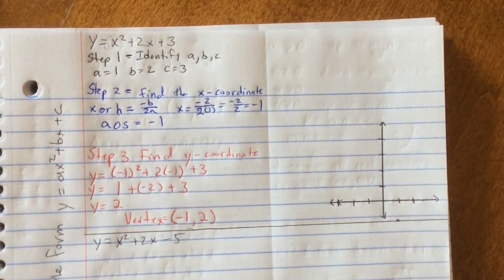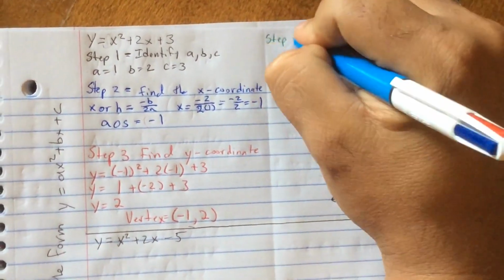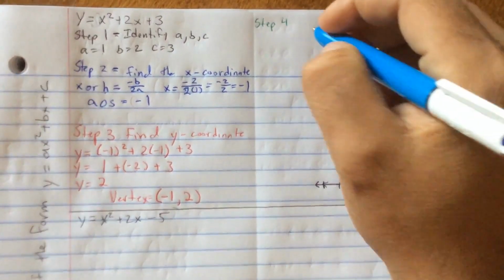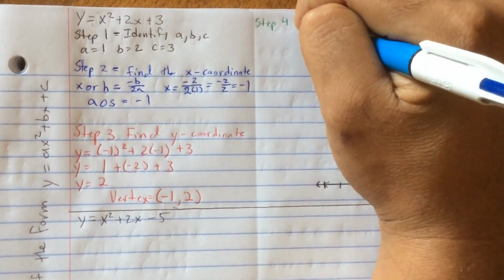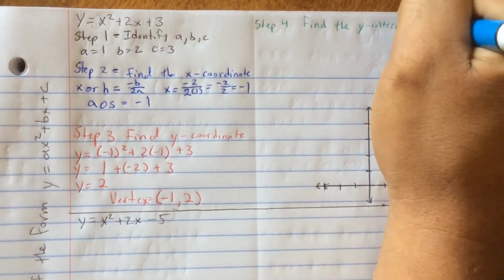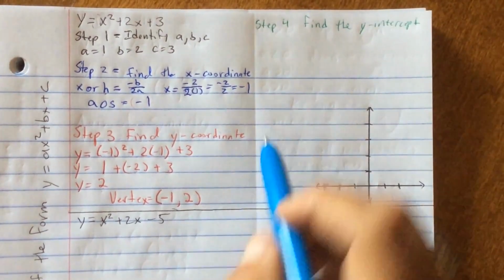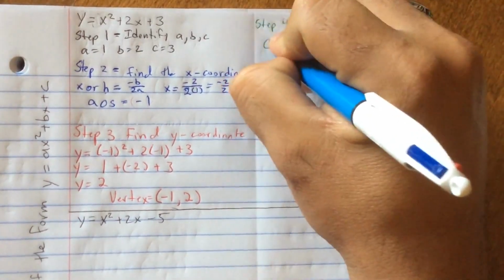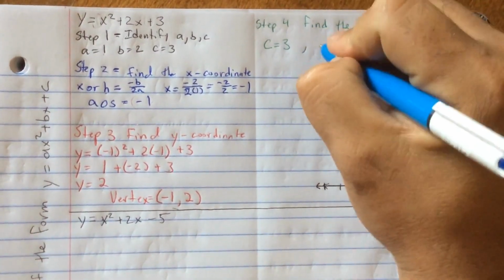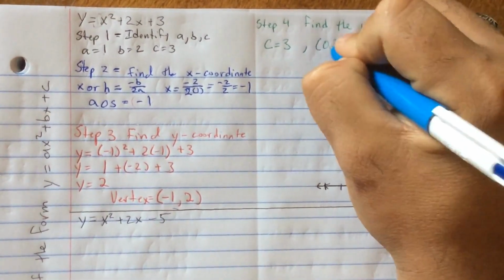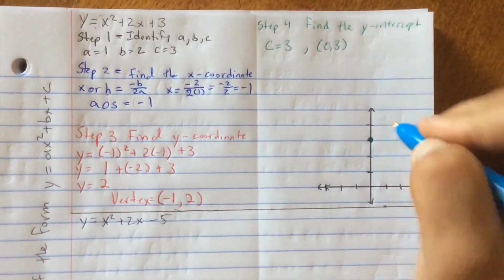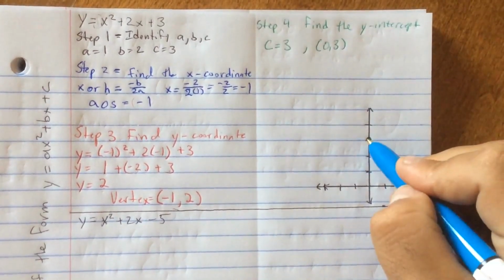Okay. Now we're going to go to step 4, and find the y-intercept. It's actually one of the easier ones to do. Our y-intercept is actually equal to our c. Our c here was equal to 3. So that means our y-intercept is going to be at 0, 3, which is actually here: 0, 1, 2, 3. Right there. That's our y-intercept.